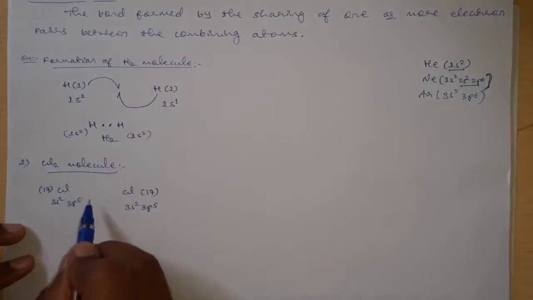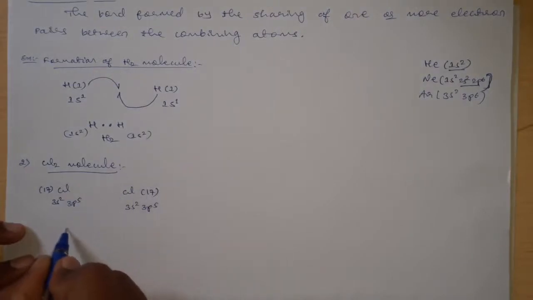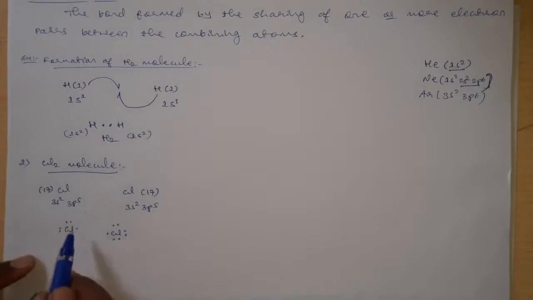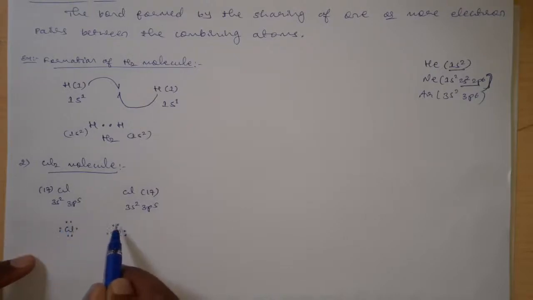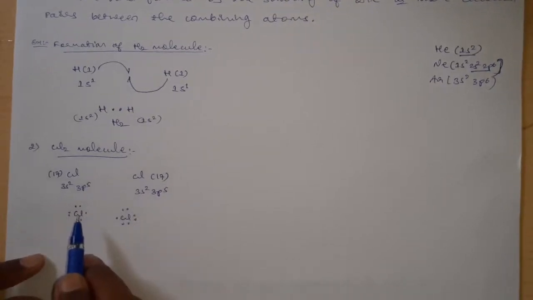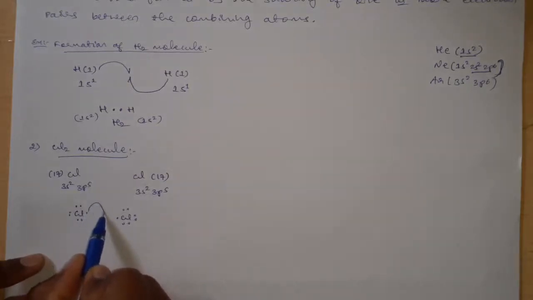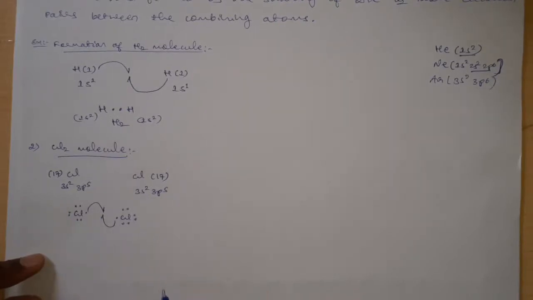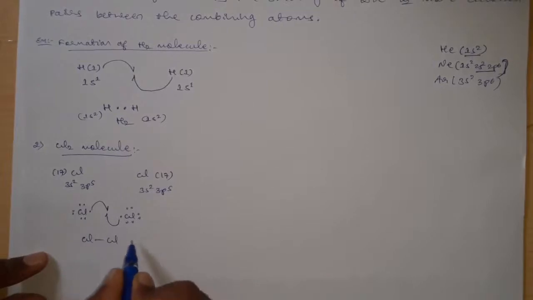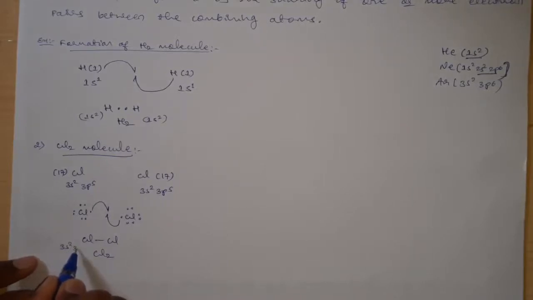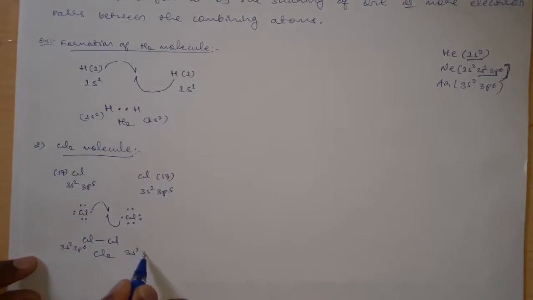Therefore, they will share one electron each, and here I am writing the electron dot structure for chlorine. Here 7 valence electrons are there: 1, 2, 3, 4, 5, 6, 7. Each chlorine atom has a deficiency of 1 electron, so they share 1 electron each, which results in the formation of a bond between them and forms a chlorine molecule. By this, each chlorine atom has a complete stable electronic configuration of 3s2 3p6.